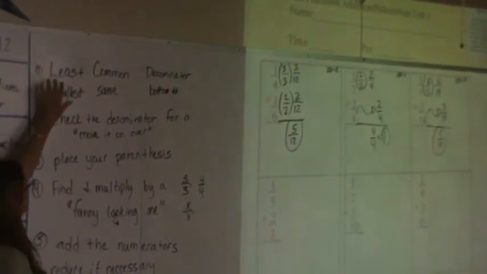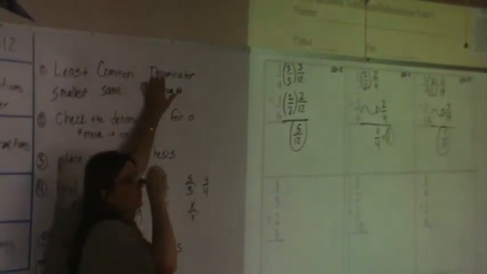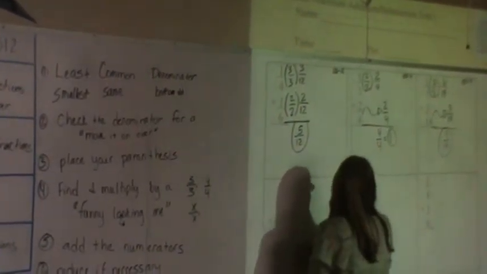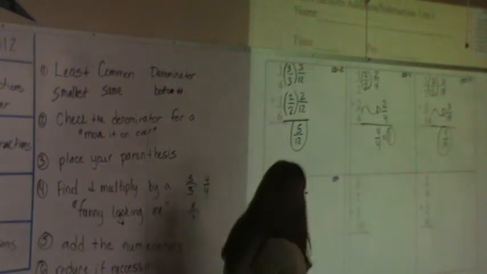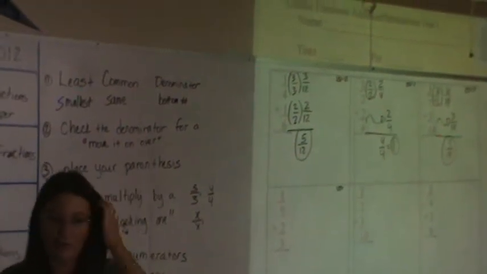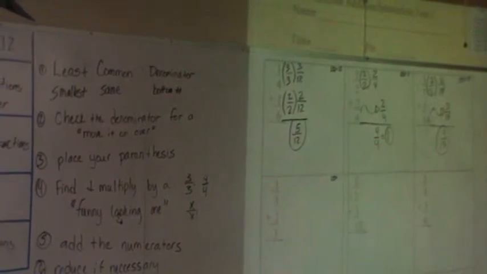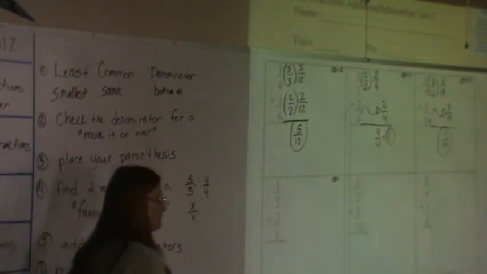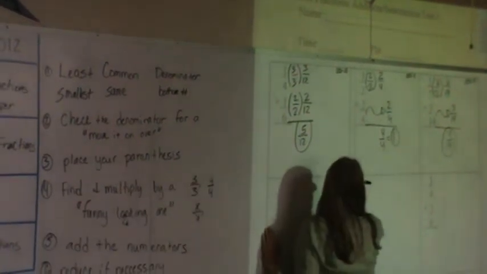First step, go. Least common denominator. Which is? The smallest same bottom number. So I'm going to write LCD equals. Now I'm going to go across my 5 and my 3 row, and I'm going to look for the smallest same bottom number. Do that now, please. I know you guys are getting good at it. Parker, what do you got for the least common denominator? 15. 15, excellent.